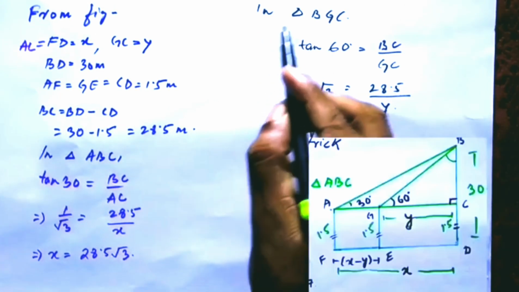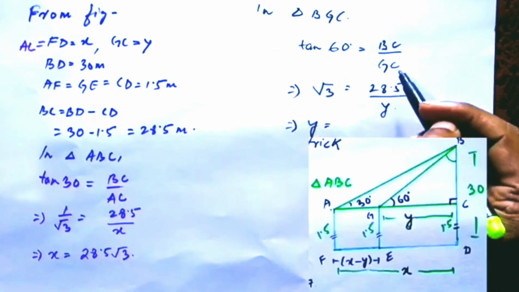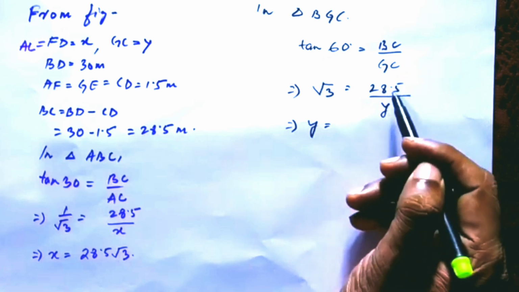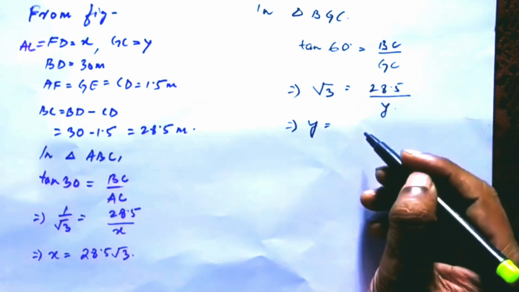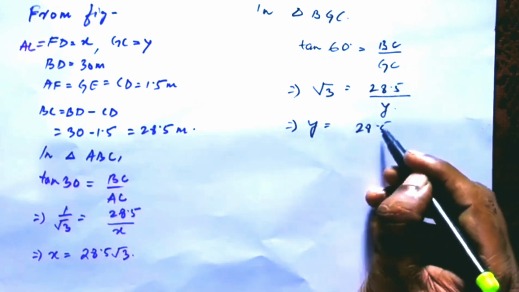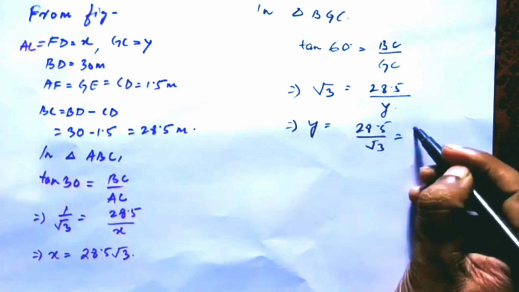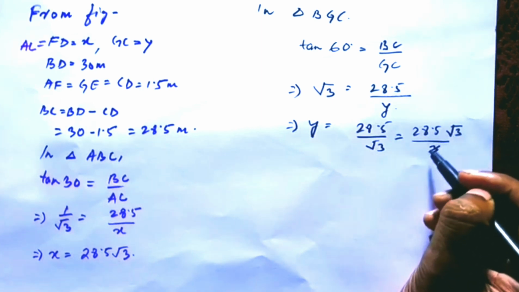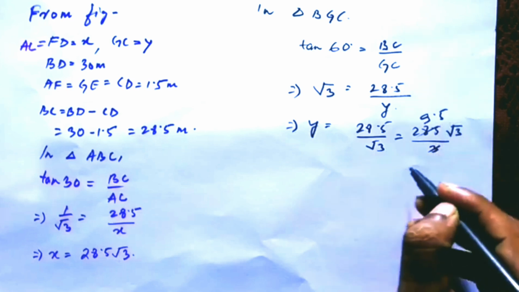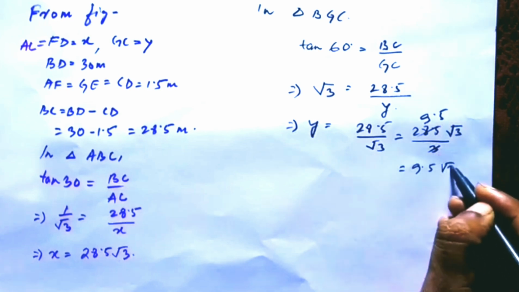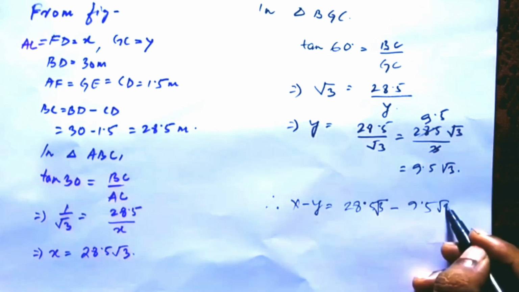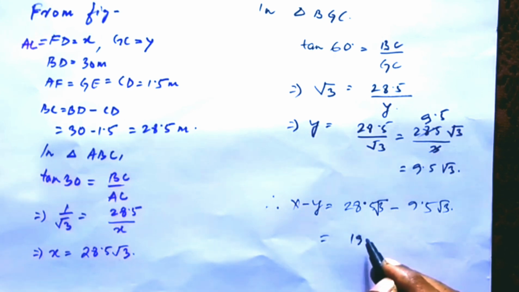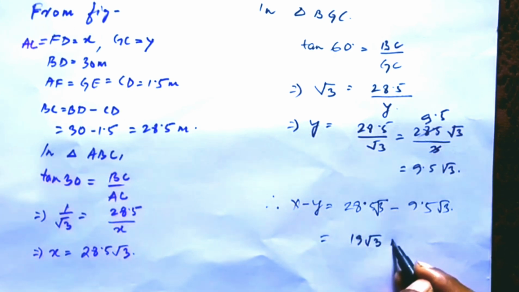Now in triangle BGC, tan 60 equal to BC by GC. So tan 60 is root 3, BC is 28.5, GC is Y. So Y is equal to 28.5 by root 3, which is equal to 28.5 root 3 by 3. So it is 9.5 root 3. Distance walked is X minus Y, which is equal to 19 root 3 meter. That is our answer.